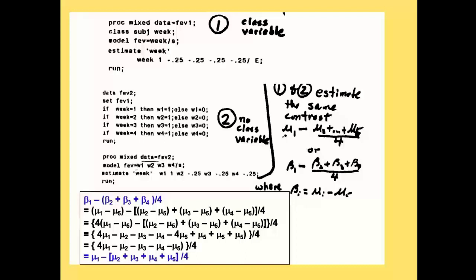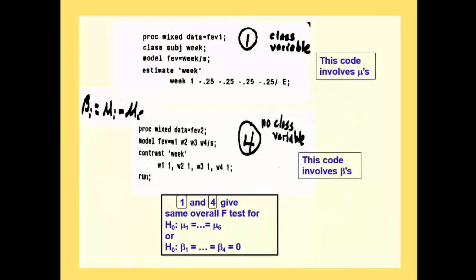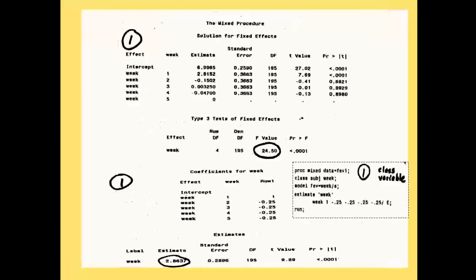In fact, somewhere in the output, I have it here somewhere. You see this 24.50? Have you seen that number before? I showed it to you before when we ran this for the independence model. We assumed everything was independent. This is the chunk test. 4 degrees of freedom in the numerator, 195 in the denominator. Okay, 24.5.